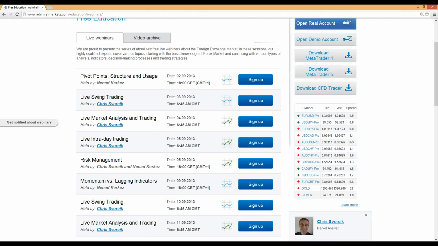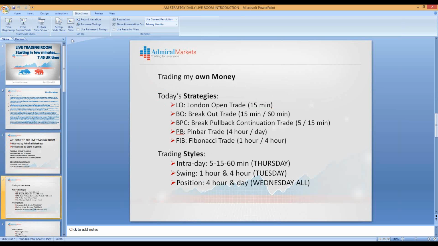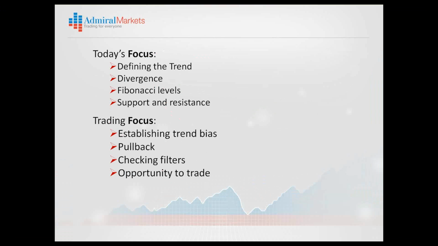Alrighty, let's go back. We'll be taking a look at breakout strategies especially, and to define the breakouts, we're going to be taking a look at the trend, divergence, Fibonacci levels, and support and resistance to determine our directional bias of trading. And then when we have that, we'll be looking for pullbacks as an opportunity to trade, candlestick formations or break of trend lines to trade that.